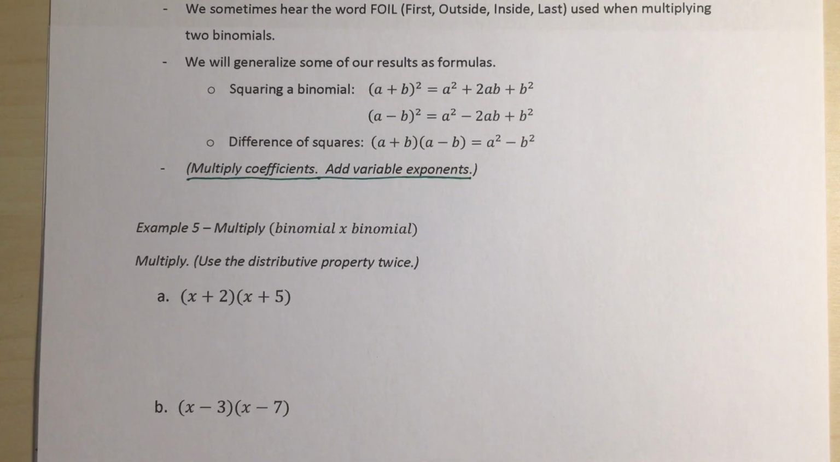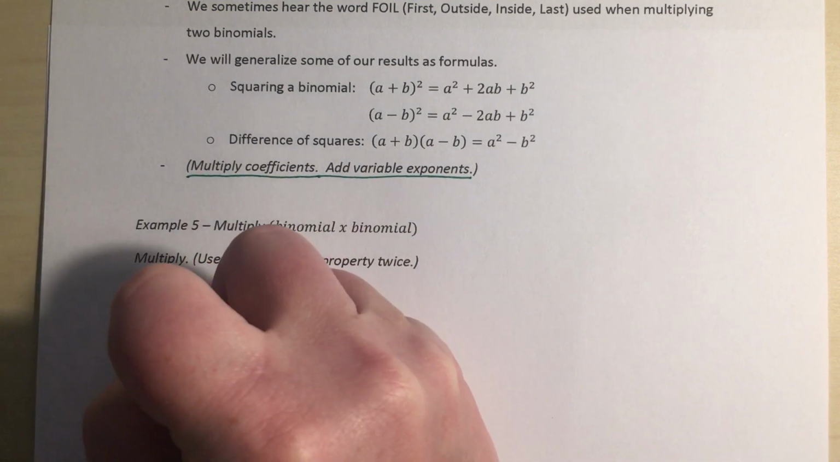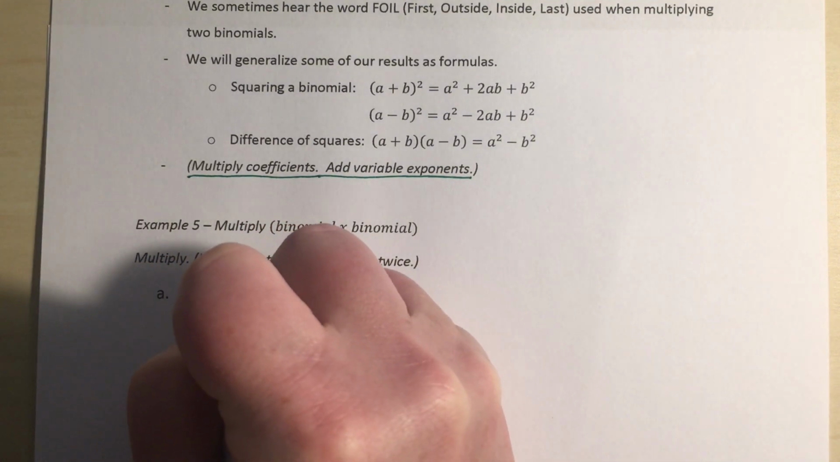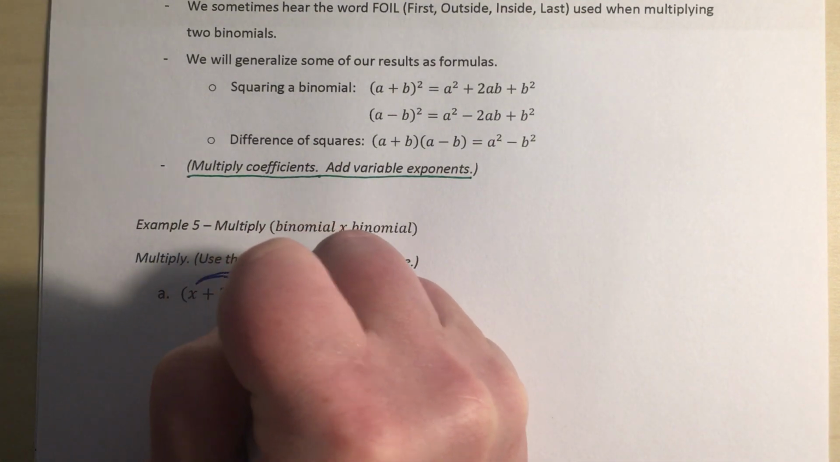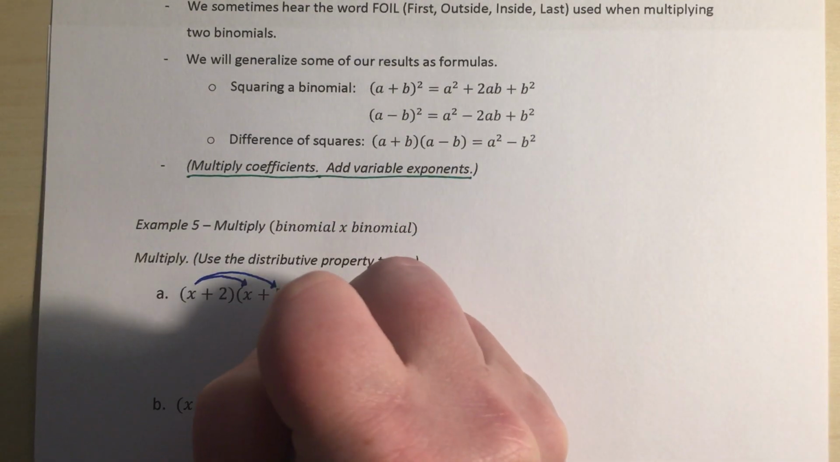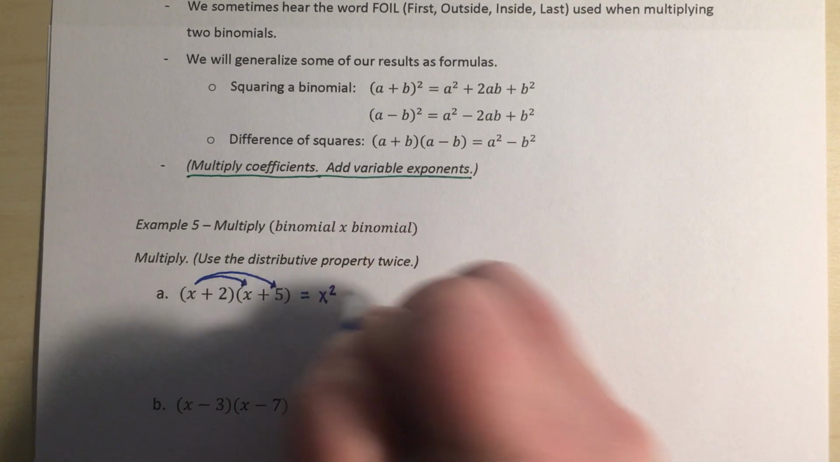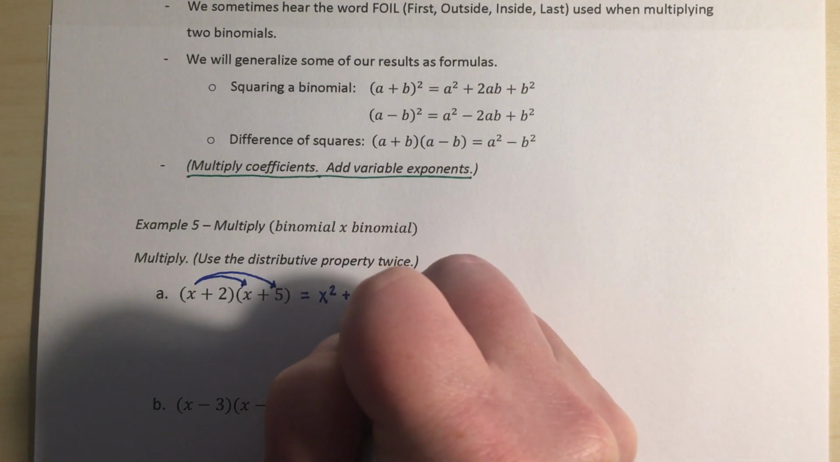All right, so let's start with example A. We're taking x plus 2 times x plus 5. We're going to start by distributing our x. We can rewrite our problem, or we can show our distributive property just by using arrows. I'm going to distribute this first x to that x, and distribute that first x to that 5. So x times x gives me x squared. x times 5 gives me 5x.